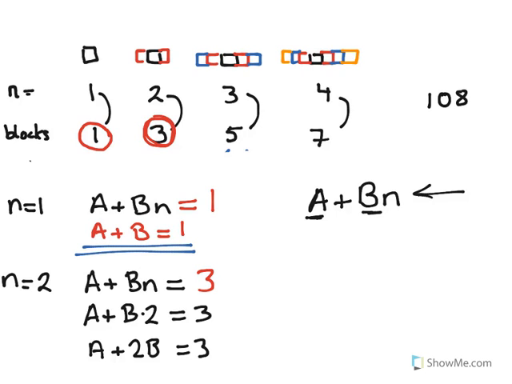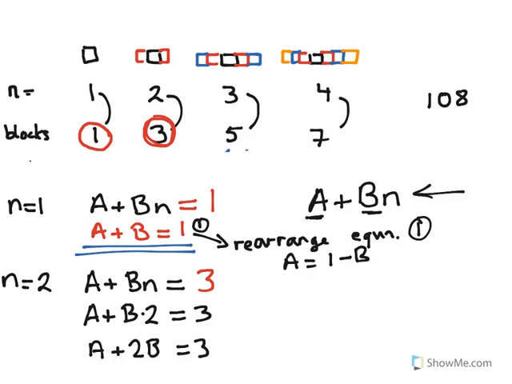We can rearrange this equation to get a by itself. We call this equation 1, and we rearrange equation 1, so we get that a equals 1 minus b. This is very important to be able to do. Now we know that a equals 1 minus b. Whenever we see a in equation 2, instead of writing a, we write 1 minus b, because we know that a equals 1 minus b.